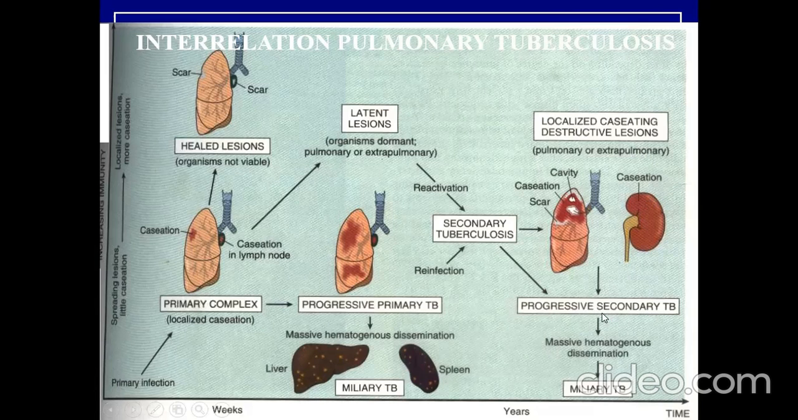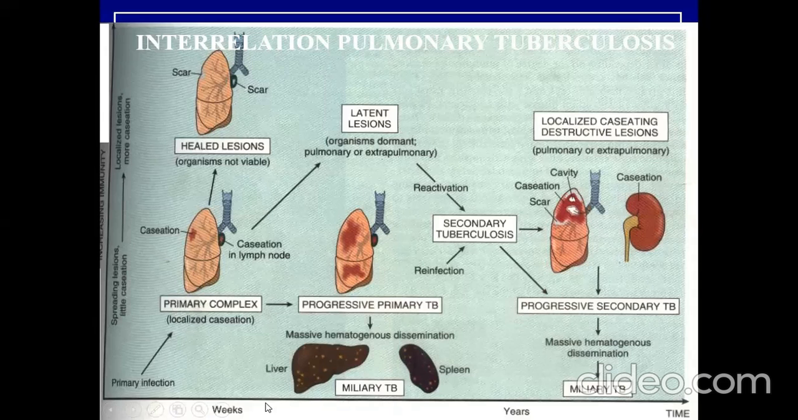It can also happen, especially in cases of uncontrolled diabetes and severe HIV. Of course, nowadays we don't see many people with HIV who are not already on antiretroviral therapy, so their immunity is improved. But in the earlier days we used to see massive hematogenous dissemination, which could again lead to miliary tuberculosis.